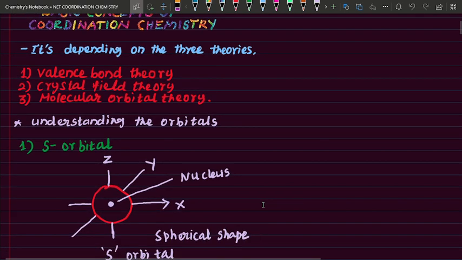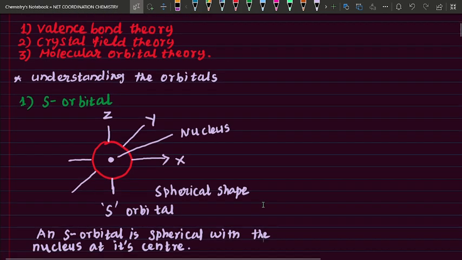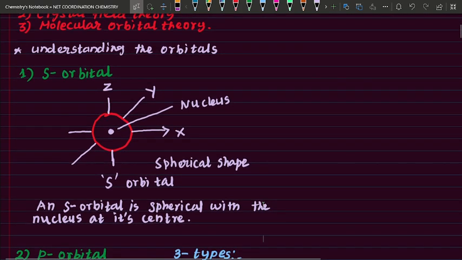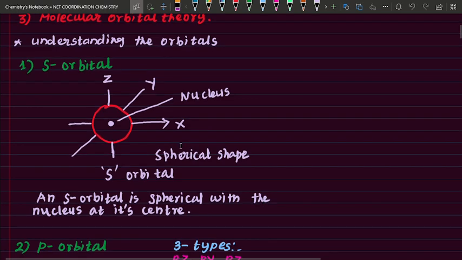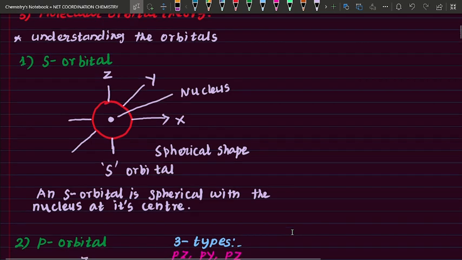Let's understand the orbitals. First one, we see the s orbital. See here, this is the s orbital. This shape is spherical, so we denote it s, the first letter s. This is the nucleus. This is the z axis, this is the x axis, this is the y axis. The s orbital is spherical with the nucleus at its center.